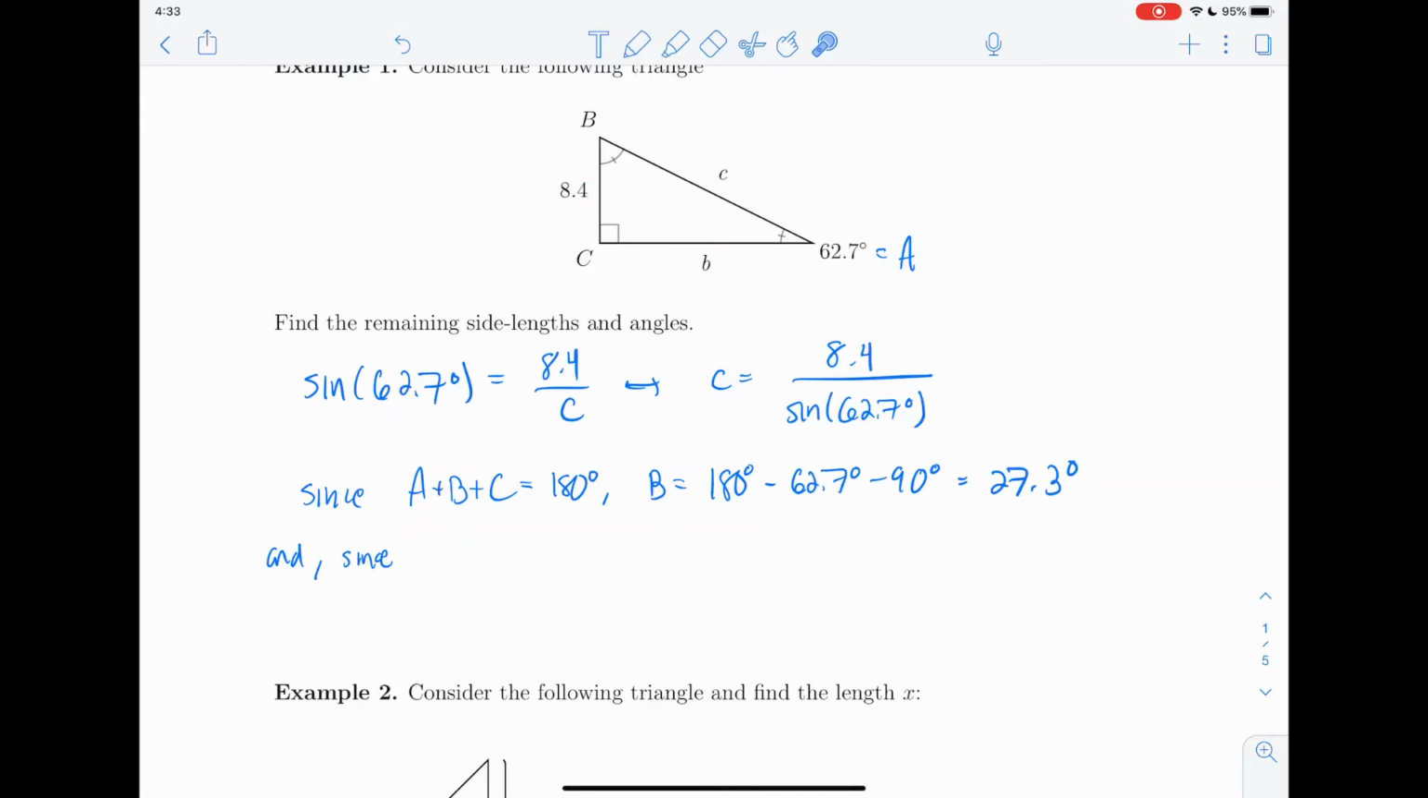So we're actually going to not use the Pythagorean theorem and instead use a tangent. So what we're going to do is we'll get that the tangent of 62.7 degrees is equal to 8.4 over b. So then little b is equal to 8.4 over the tangent of 62.7 degrees.